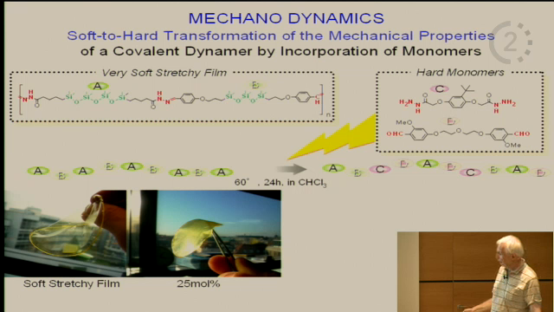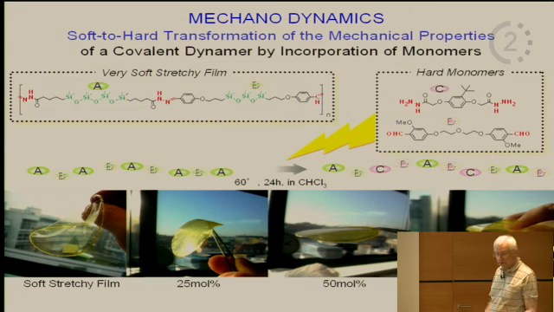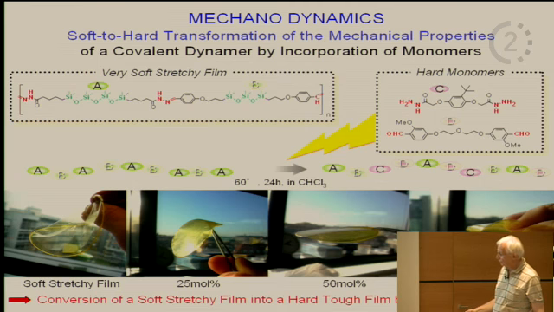25%, the film looks good. Not good, looks better. 50%, now it is rigid enough not to bend down anymore. 75%, you keep flexibility, but it's stronger. And you can measure the mechanical coefficients of that, and indeed, you can progressively transform a soft and stretchy film into a tough film.